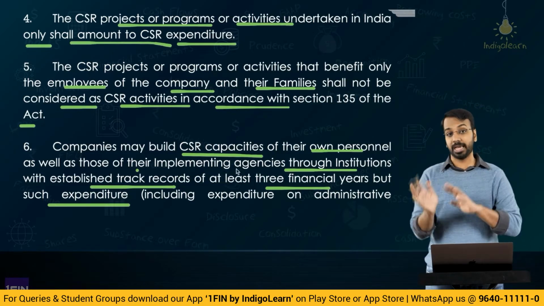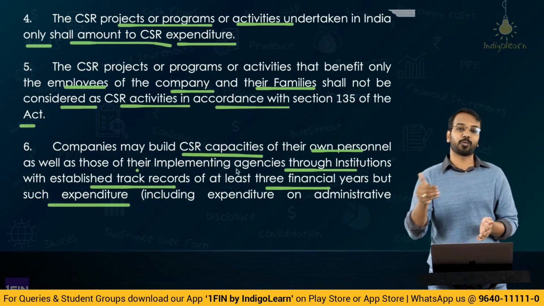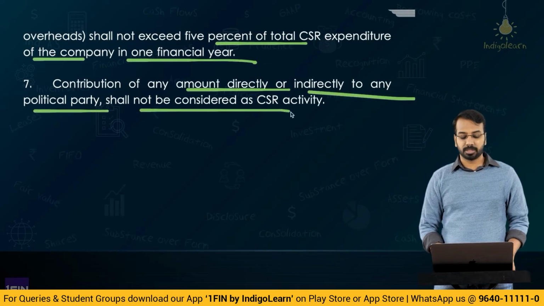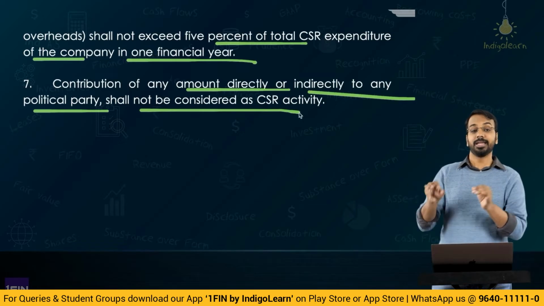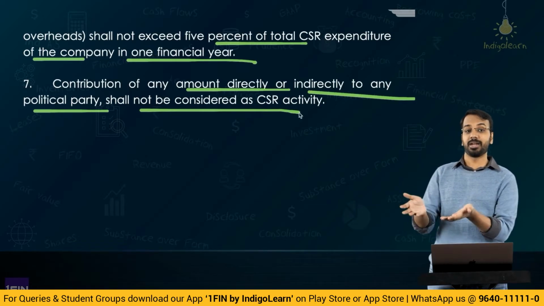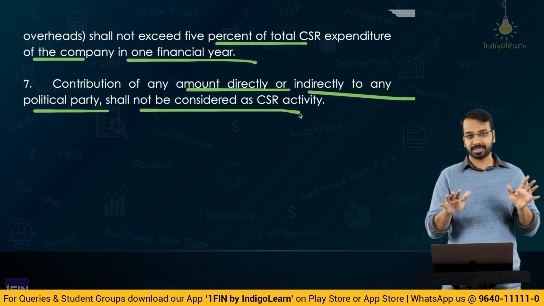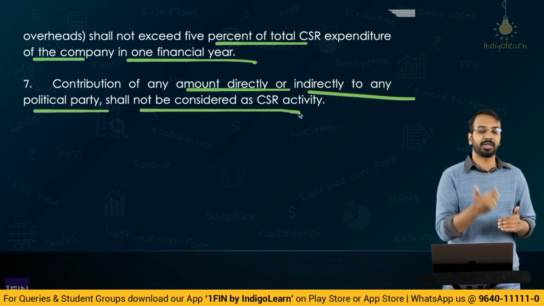So, if I am using agencies to implement the activities, the expenditure must be within 5% of the total CSR expenditure. Contribution of any amount directly or indirectly to any political party shall not be considered as a CSR activity. So, you cannot say that there is a political party providing flood relief, and I am contributing to the political party. That is not considered as CSR expenditure.